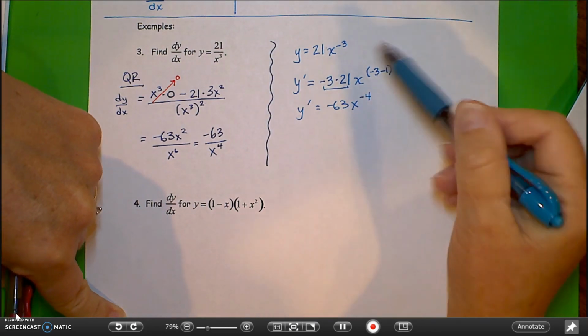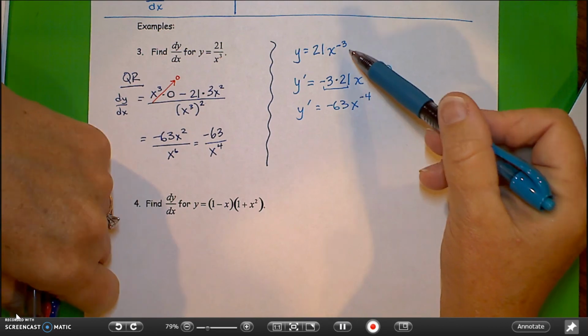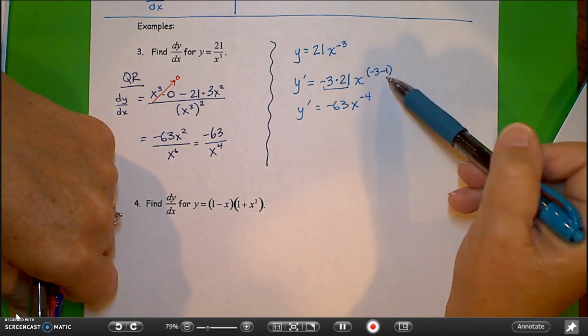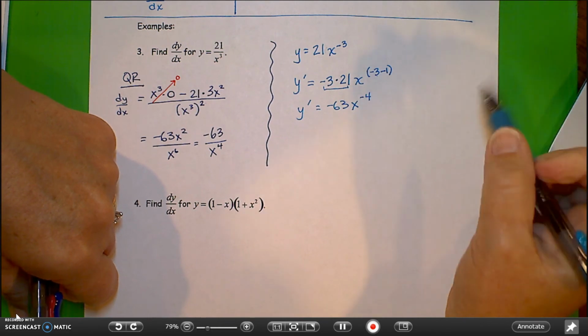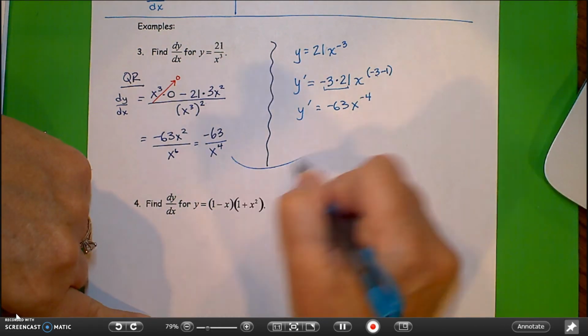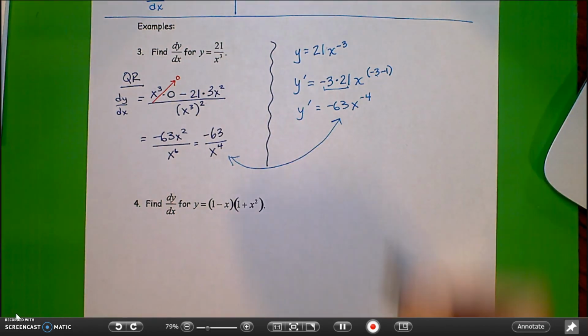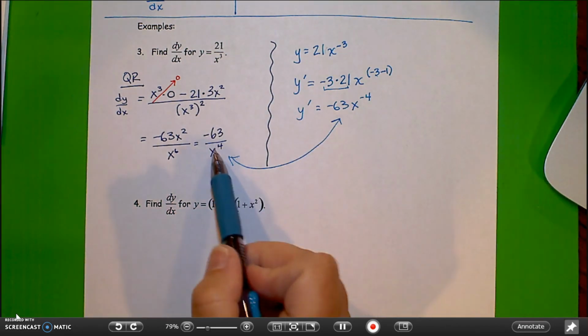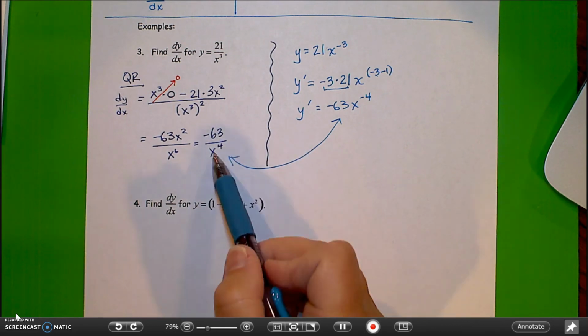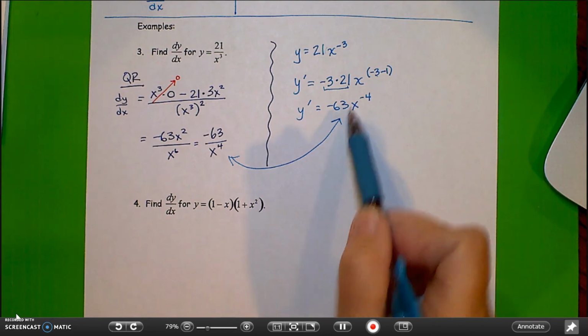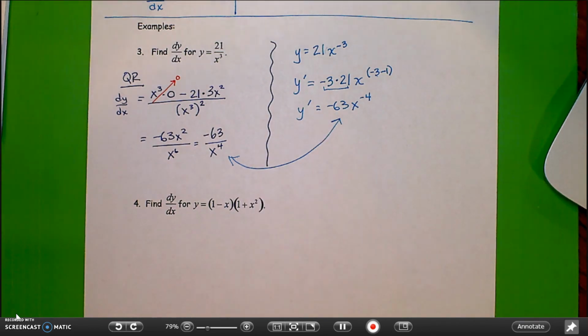Be careful about this. A common mistake students make is they will add 1 to the power and put minus 2 here instead of actually subtracting 1, which is negative 4. All right, let's compare these two answers. They are exactly the same, just written in different form. I could have taken one more step and changed that to a negative exponent. I could take one more step and change this to a positive exponent. Either way, you're going to get the same result.